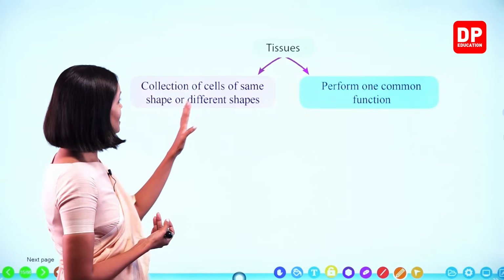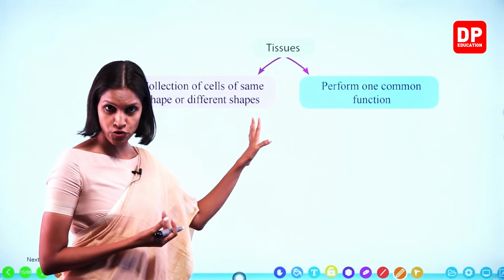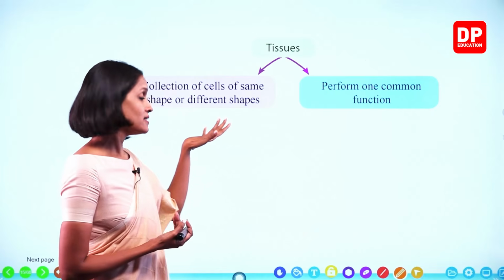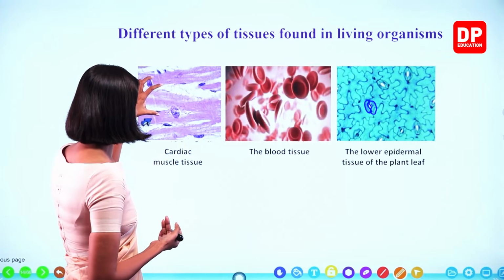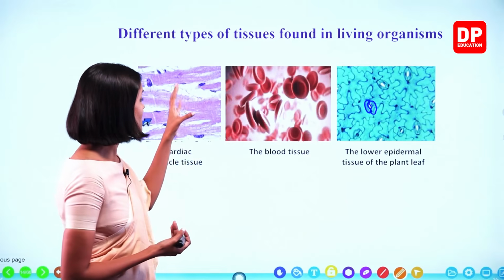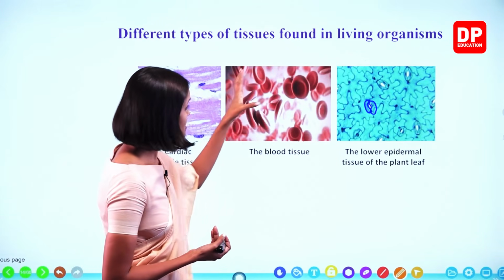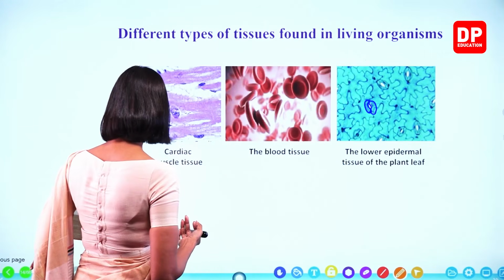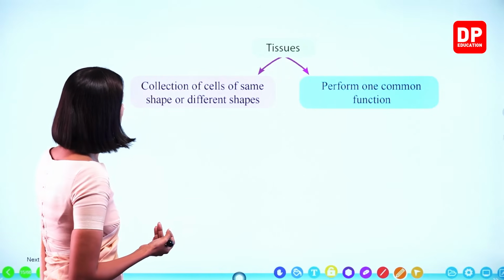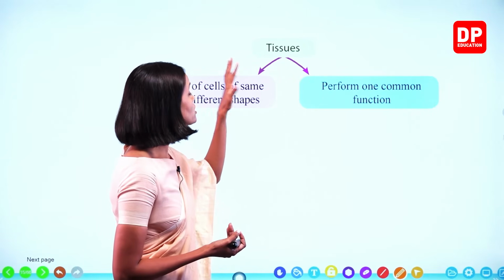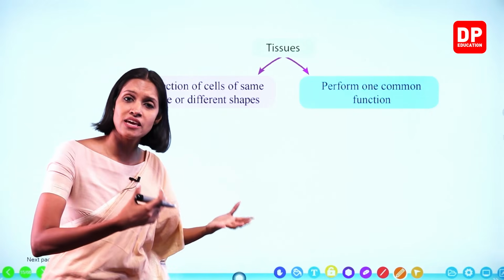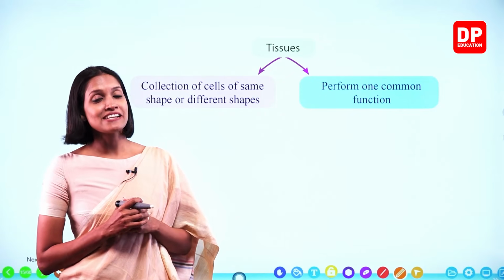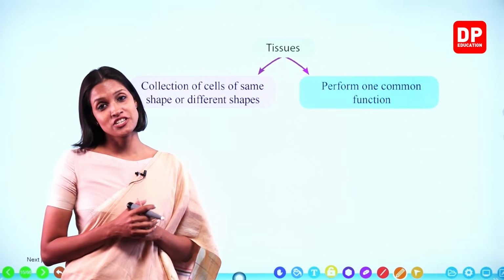Okay. So again, what are the main features of tissues, children? A collection of cells of the same shape or different shapes, right? When you consider cardiac muscle tissues, the cells are almost the same, right? The blood tissue has different shaped cells. The lower epidermal tissue of the plant leaf also has different shaped cells. Right, children? So a collection of cells of the same shape or different shapes perform one common function. Whether they are the same or different, they together perform one common function. They are combined to do a certain function.